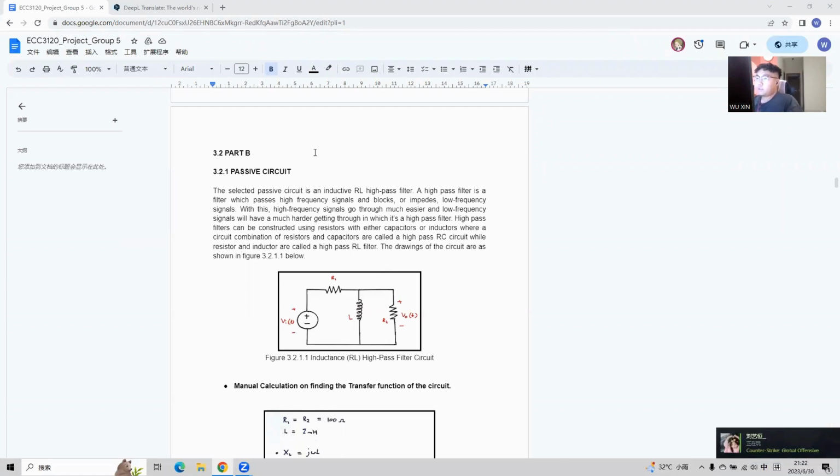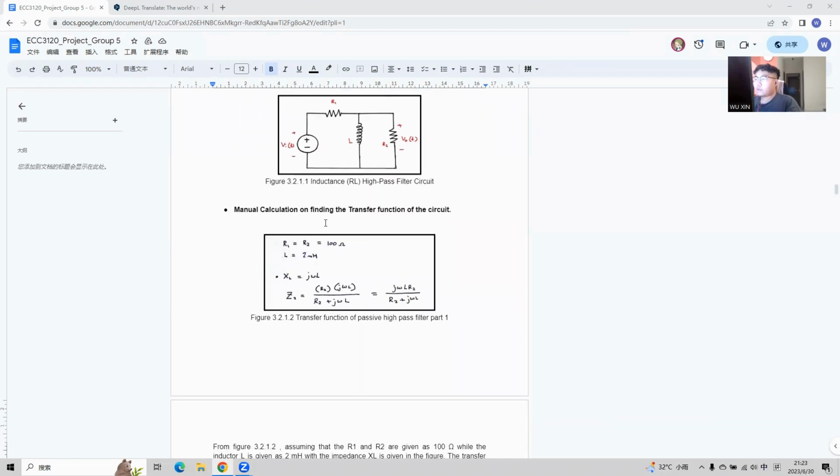And today we'll introduce the passive circuit. The passive circuit is an inductive RL high-pass filter. The drawing of the circuit is as shown in figure 3.2.1.1 below.